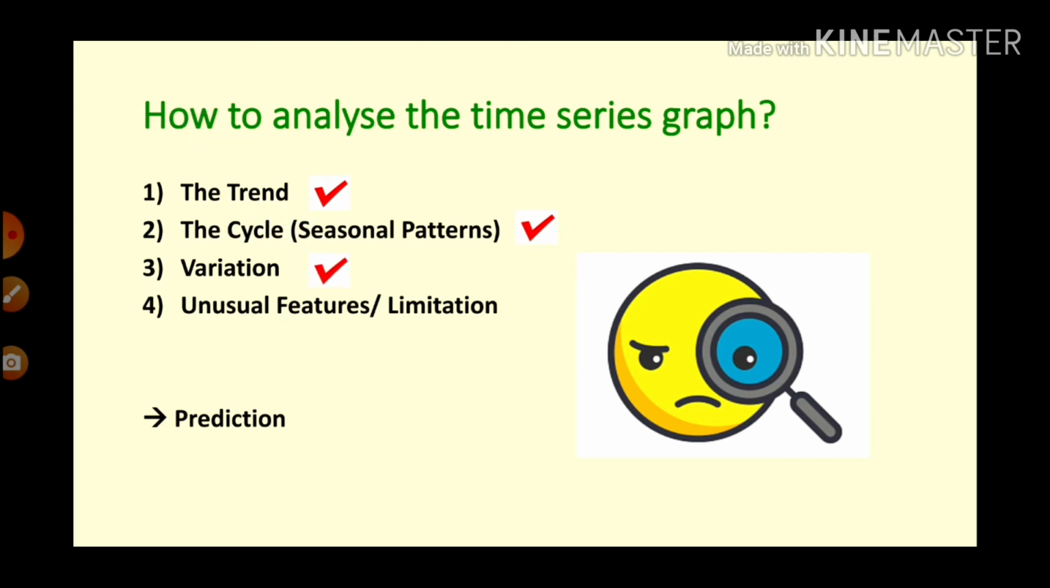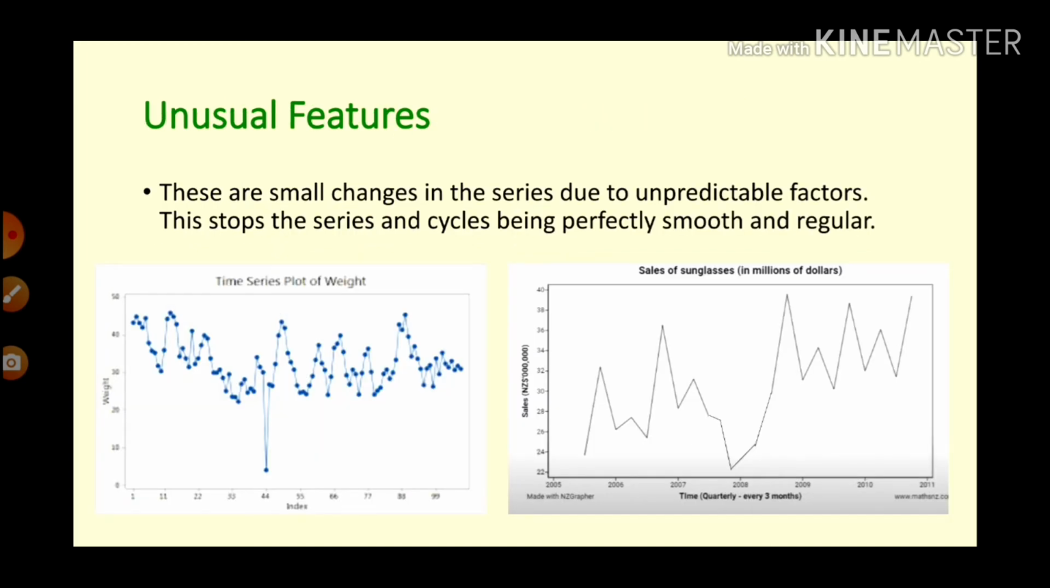Okay, finally, unusual features and limitations. Let's have a look what this is about. Right, unusual features. What do you notice? Yep, if you have a look over here, what happened? There was a major fall, right? What about this one? Yep, it was following the seasonal pattern. Okay, it was all following the seasonal pattern except this year. That's the unusual feature. That could be one of your unusual features.